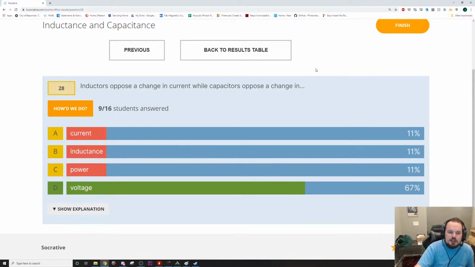Yes. Inductors oppose a change in current, while capacitors oppose a change in voltage.